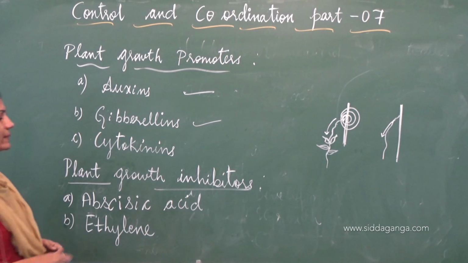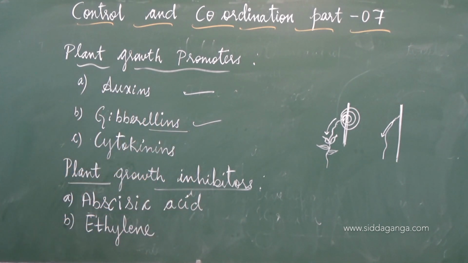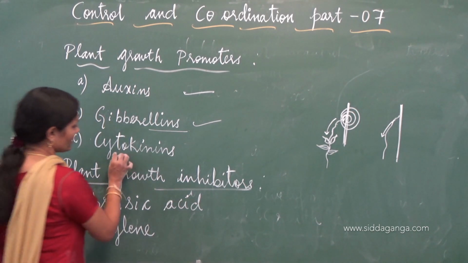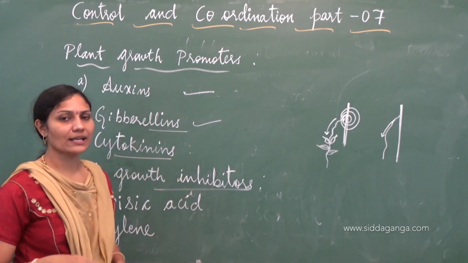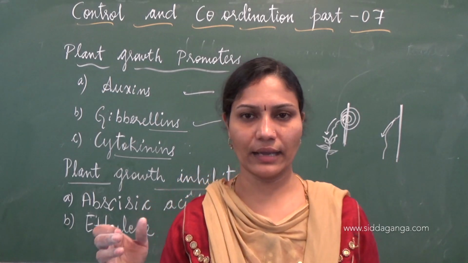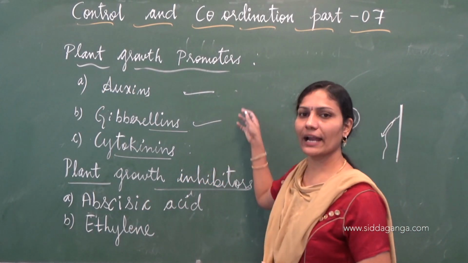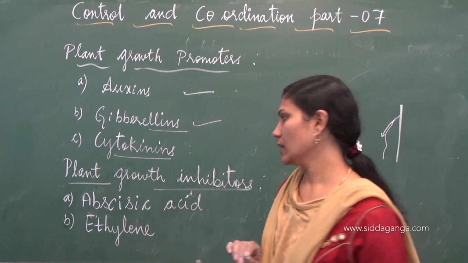Gibberellins are present in the stem and help in growth of the stem. Cytokinins are also responsible for the growth of cells, that is, they promote cell division. They help in multiplication and division of cells, and as the cells divide, the plant grows further. These are the plant growth promoters.